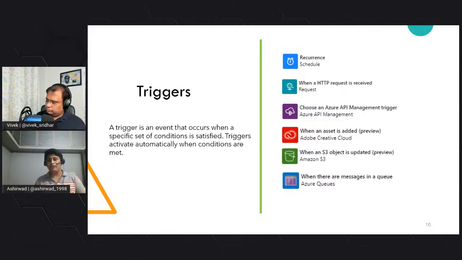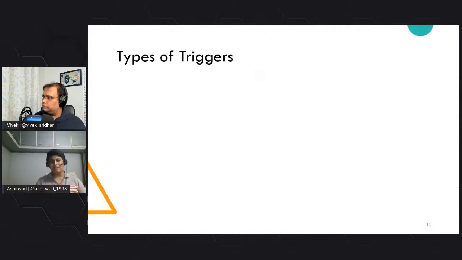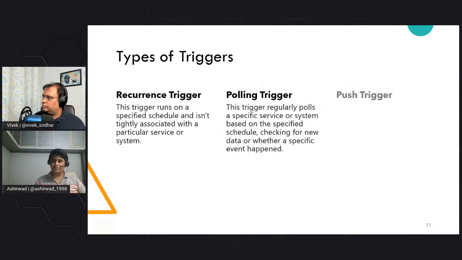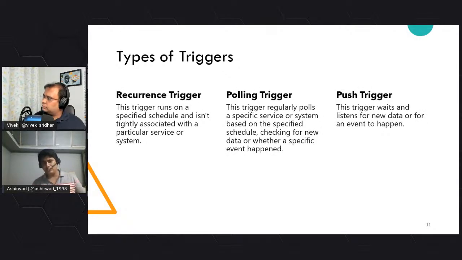And then one we have for Adobe Creative Cloud, and for all the multi-cloud fans, we also have one where you can start a workflow when something goes to an Amazon S3 bucket as well. Then we have our Azure queues. So whenever a message comes to an Azure queue, you can also start a workflow. So these are some examples of triggers. There are a couple of types of triggers. I'm quickly gonna get you through the types of triggers.